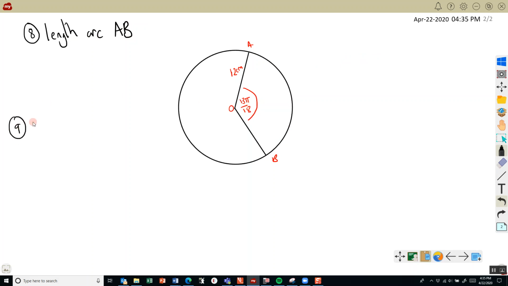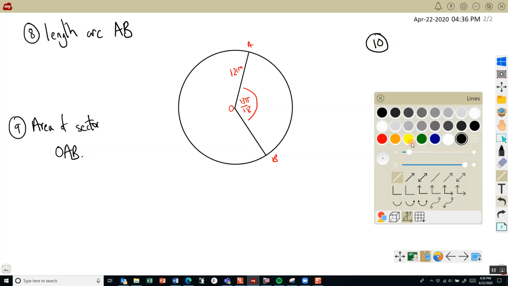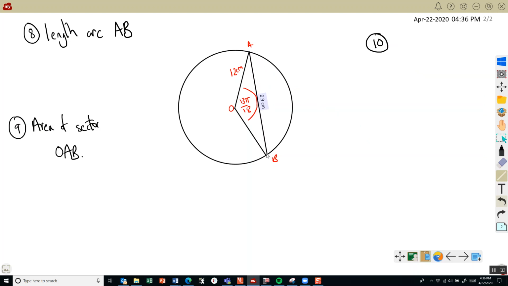Right, question 9. I want you to work out the area of sector OAB. Okay, and question 10. Are you watching carefully? I'm going to now drop a line from A to B. This is called a chord.